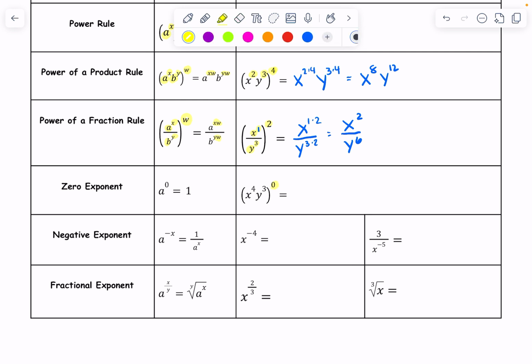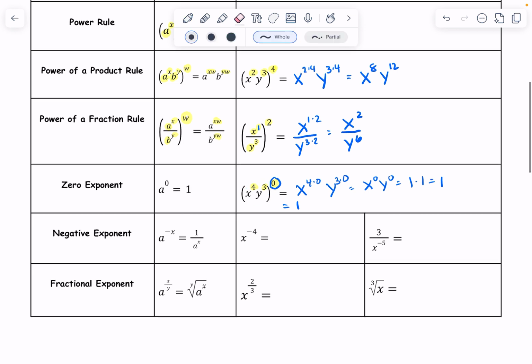So you can see how this 0 is applied to both of these, right? So we essentially have x to the 4 times 0 and y to the 3 times 0. So that means each one of them has a 0 exponent, which means this is just 1 times 1, or 1. We could also think of it as this being the base and raising it to the 0 power. So we could have immediately just gone to 1.